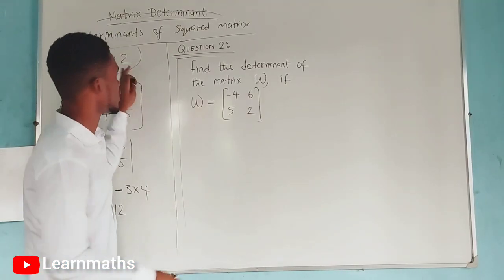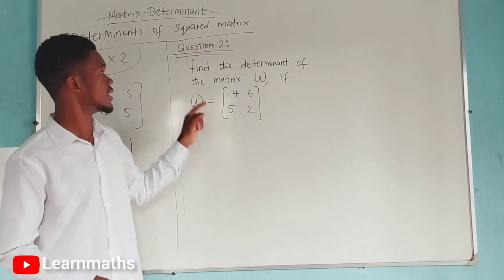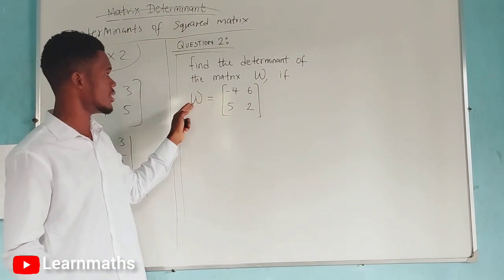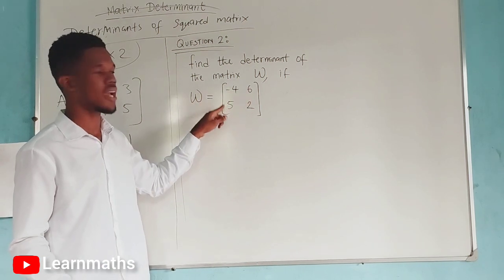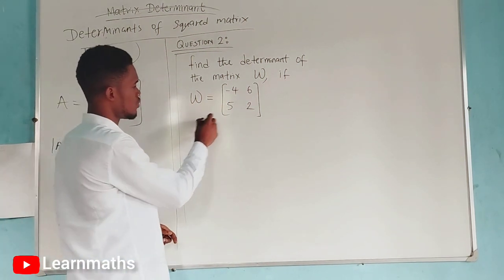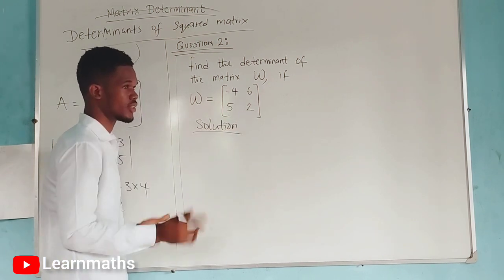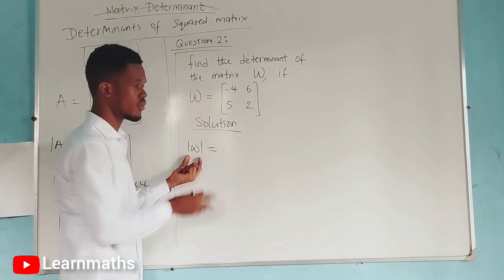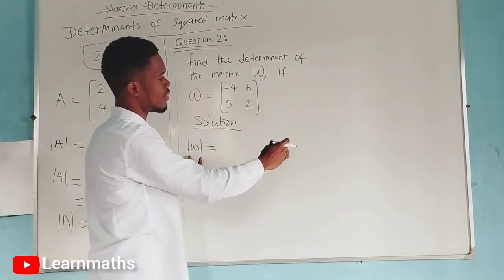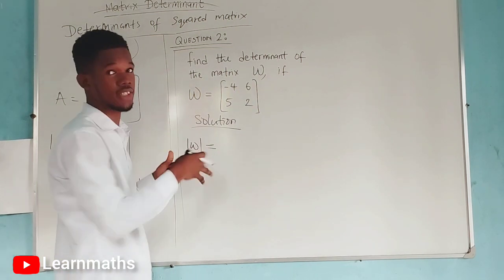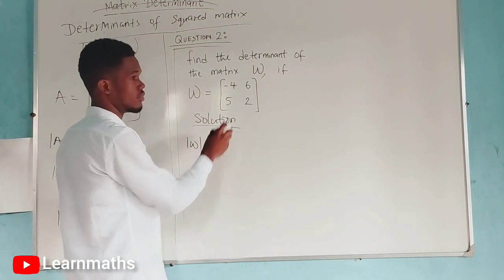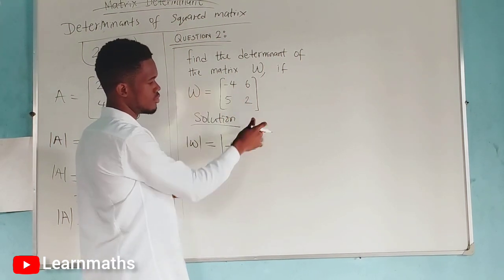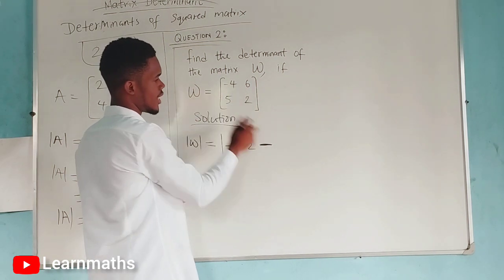Alright, so still on 2 by 2 matrices, let's take this second example, this second question. Find the determinant of the matrix W if W is actually equal to -4, 6, 5, and 2, right? So finding the determinant of this matrix, this is what we're going to do. The determinant of W is going to be equal to this. The right diagonal minus the left diagonal, that's multiplication, right? So this is going to be equal to -4 times 2 minus 6 times 5.